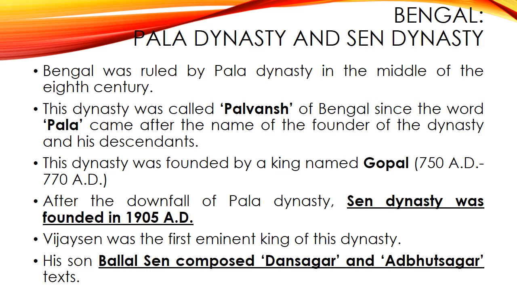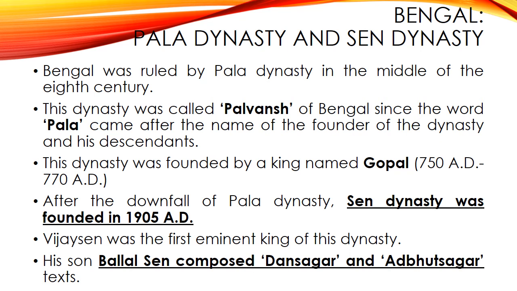Bengal, Pala dynasty and Sen dynasty. Bengal was ruled by Pala dynasty in the middle of the 8th century. This dynasty was called Pal Vansh of Bengal since the word Pala came after the name of the founder of the dynasty and his descendants. This dynasty was founded by a king named Gopal, 750 AD to 770 AD.